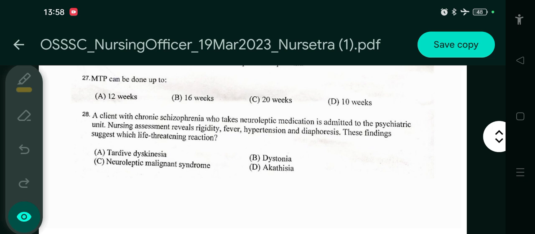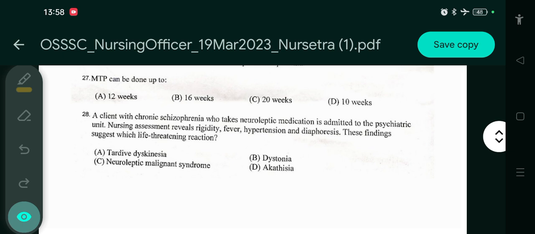For up to 20 weeks, a single doctor's opinion is needed, and for more than 20 weeks, that is 20 to 24 weeks, two doctors' opinions are needed. These are some important points regarding MTP. Okay, we will see the next question. For this question, the answer is option C.